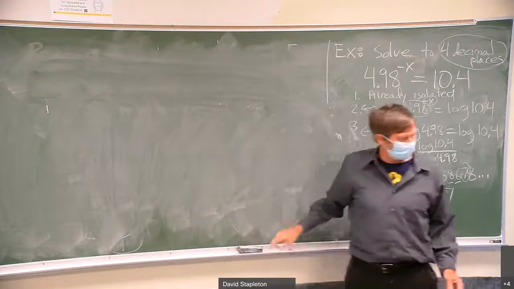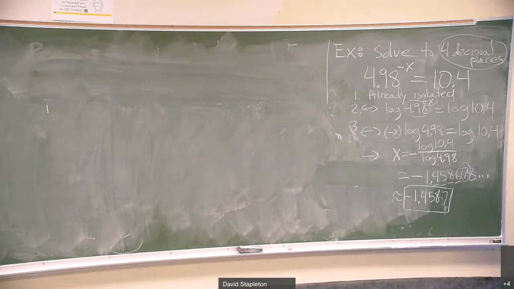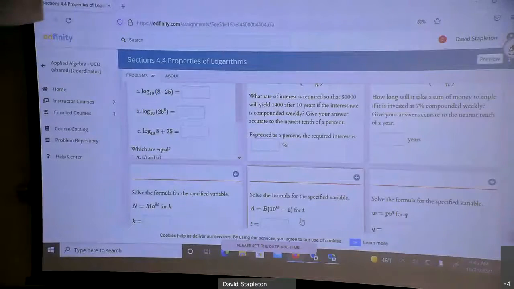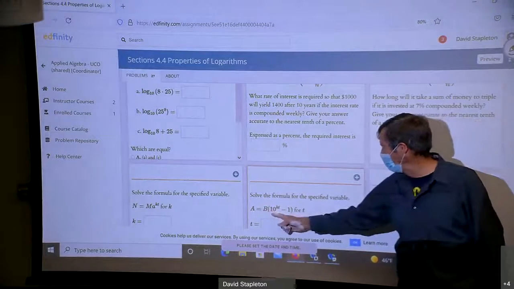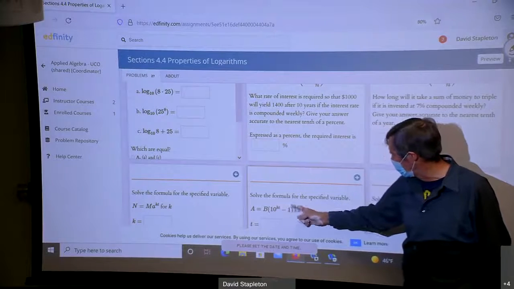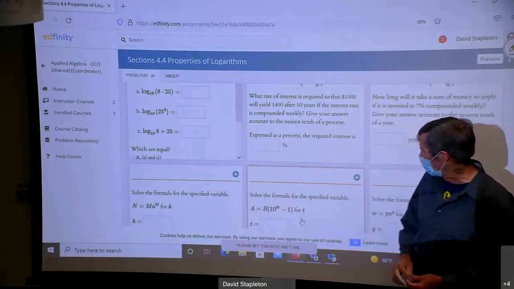Sometimes instead of solving for a specific number, you're solving a formula, right? So you get a problem like one of these. Solve the formula for the specified variable. A equals B times quantity 10 to the KT minus 1, for T. What is T equal to?